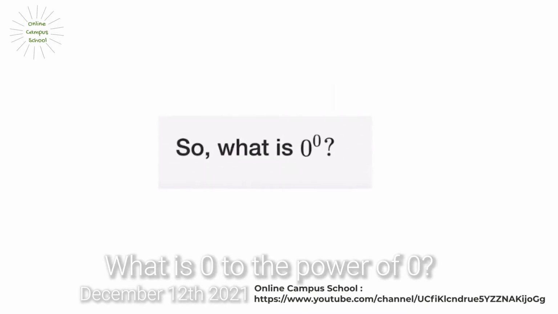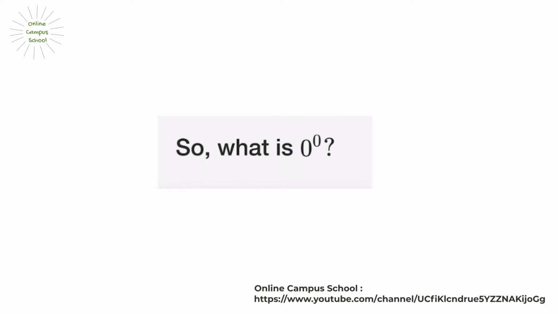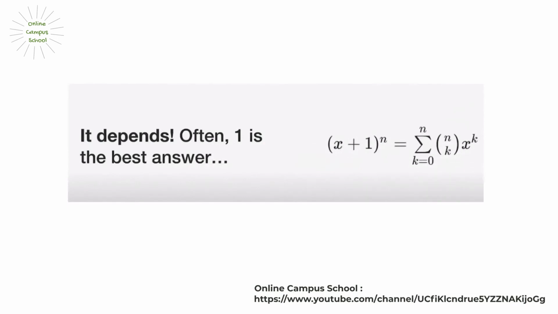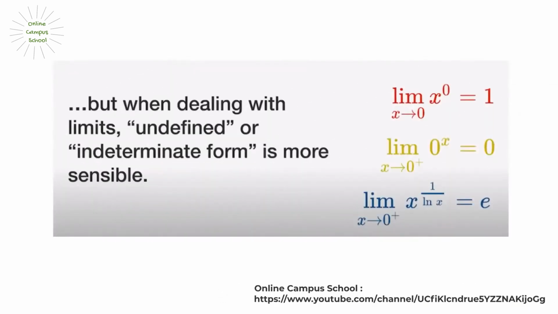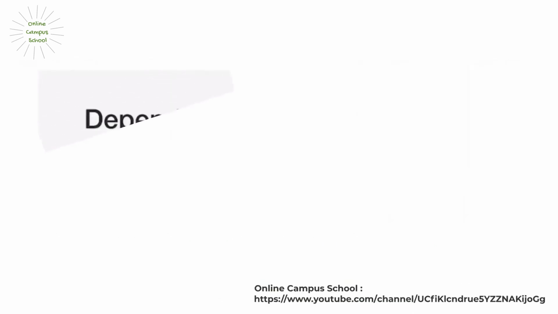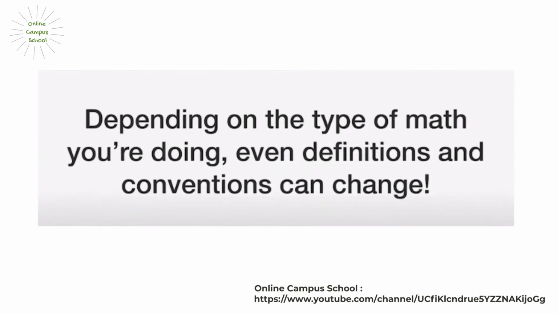So what is 0 raised to the power of 0? Well, it depends. Often 1 is the best answer. But when dealing with limits, undefined or indeterminate form can be most sensible to keep in mind. So depending on the type of math you're doing, definitions and conventions can change.